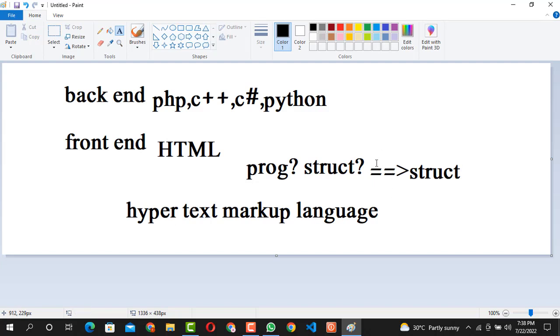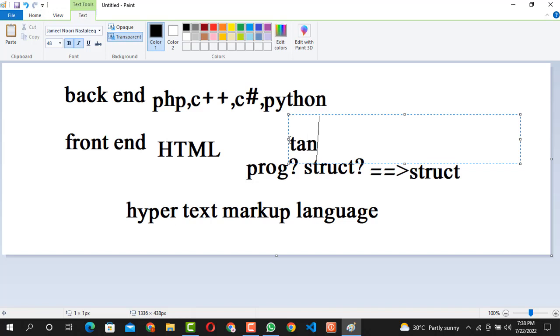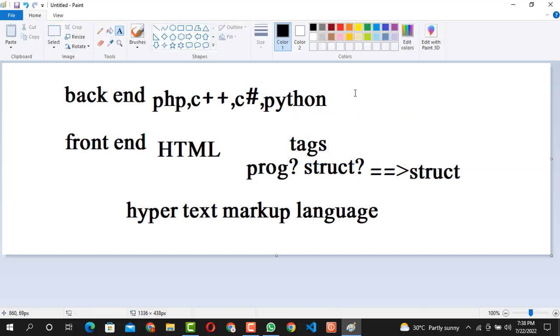So this is the scenario of HTML, and HTML is based on tags. Tags are the main things on which HTML is based. Tags can also be referred to as cheat codes. You have to learn and memorize these tags, and they are used for different kinds of purposes in HTML.